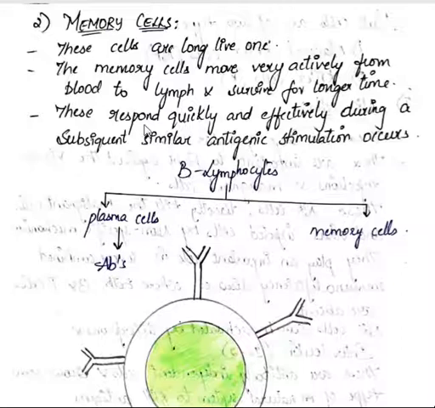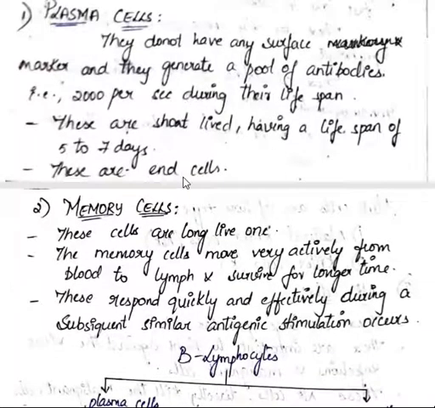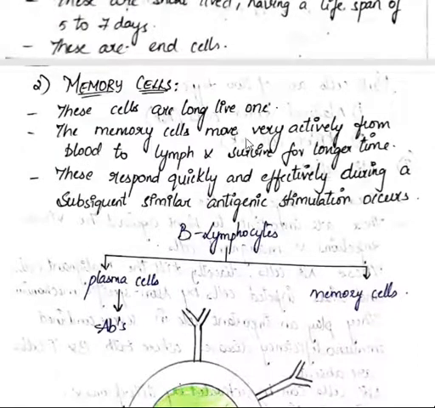Whereas the memory cells have a long life. Memory means you are going to have a long life. So these memory cells are the long-lived ones, whereas the plasma cells are the short-lived ones. The memory cells move from blood to lymph and survive for a longer time. They respond quickly and effectively when a subsequent similar antigenic stimulation occurs. That means if you have a second exposure to the same pathogen or antigen, these are the cells which are involved. This is the area of the cells where the vaccination mechanism works.